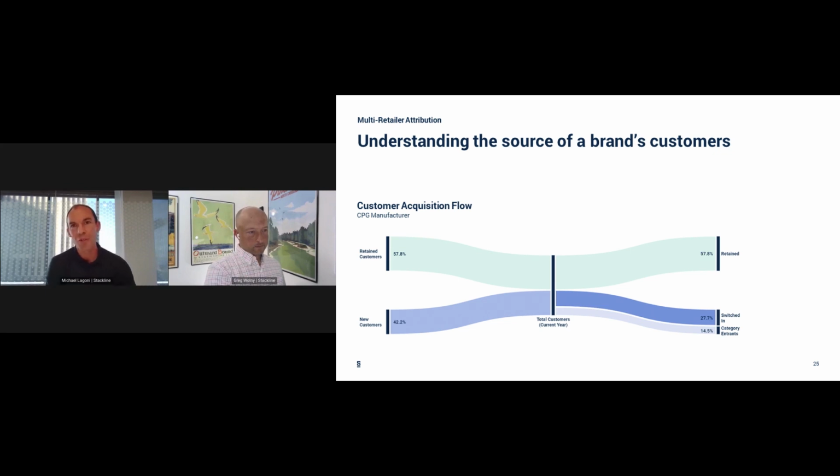Another way to view those new customers coming into the brand, for any brand or manufacturer, you can look at the acquisition flow. So to keep the math simple for me here, if you've got 100 customers in America who have actively purchased from your brand from any retailer or channel this year, at this particular brand, we can see that 57.8% of their shoppers were retained from previous years, meaning that they're not new to brand. They have been buying from the brand for previous years.